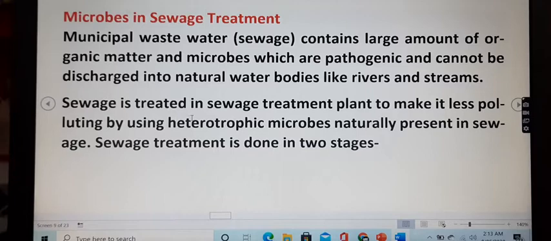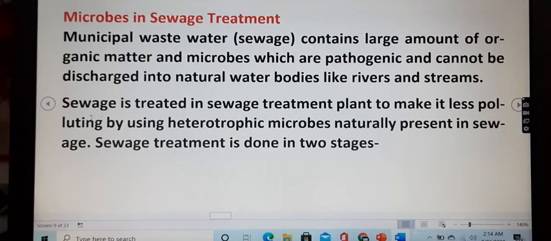So sewage is treated in a sewage treatment plant. Before this water coming from municipal waste drains is thrown into water bodies like rivers and streams, it passes through the sewage treatment plant, and in this plant it is made less polluting by using heterotrophic microbes naturally present in sewage.